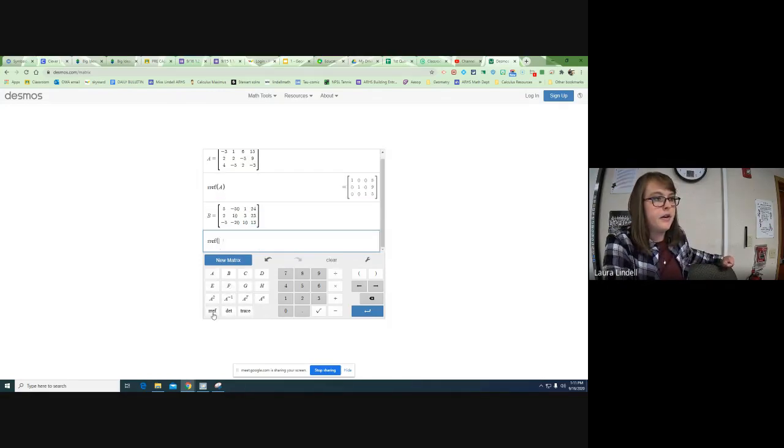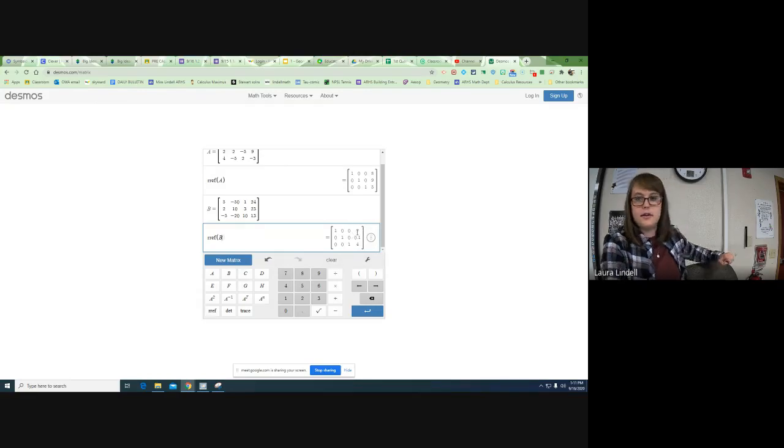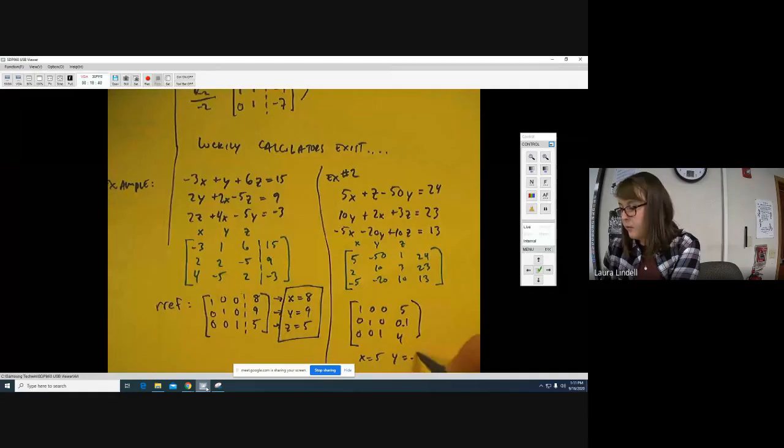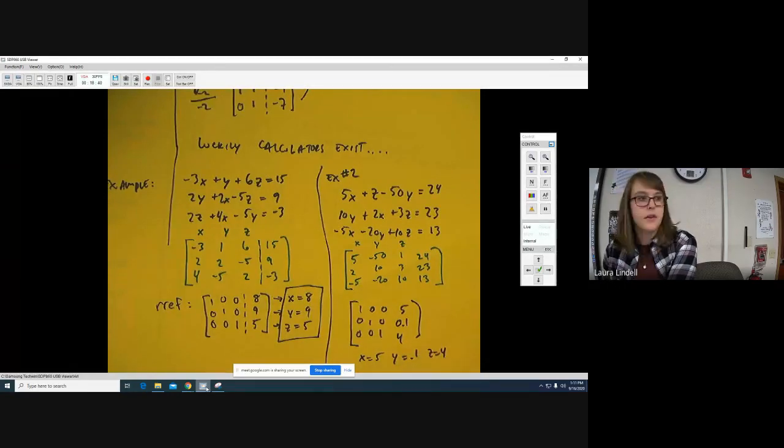And then we just click RREF. And then since this was matrix B, we type B. And that's the matrix we should end up with here. Okay, so the reduced echelon form of the matrix. We got our zeros and ones. Awesome, Jasmine. And we got 5, 0.1, and 4, which tells us that x is 5, y is 0.1, and z is 4.